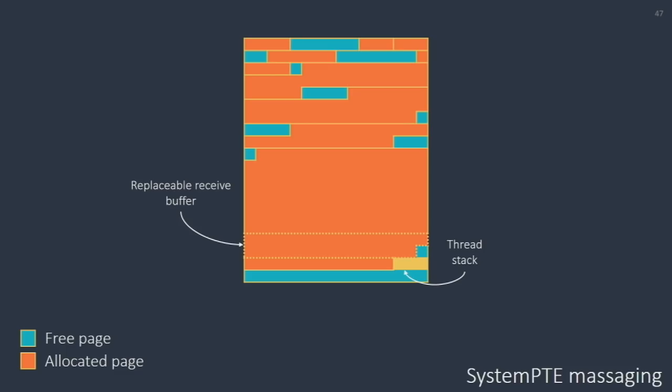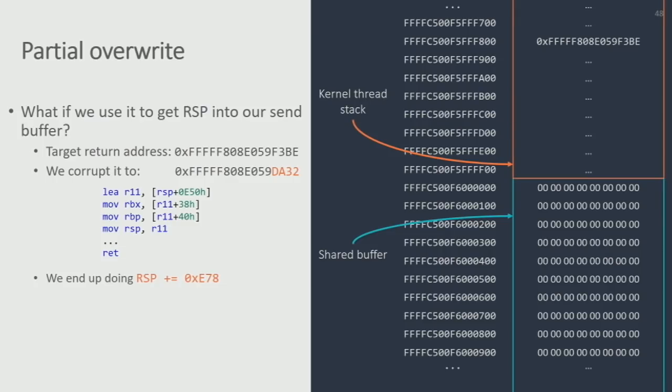Or can we? Thinking about the allocations again, right? We had this thread stack right after our receive buffer. And we still have the ability to map more shared memory. So what if we allocated, say, a send buffer right after the thread stack, and we have this shared memory between the guest and the host right after the thread stack, and then we have the ability to jump to one ROP gadget? Well, this ROP gadget is pretty great because it's just going to do RSP plus equals almost a whole page worth of data.